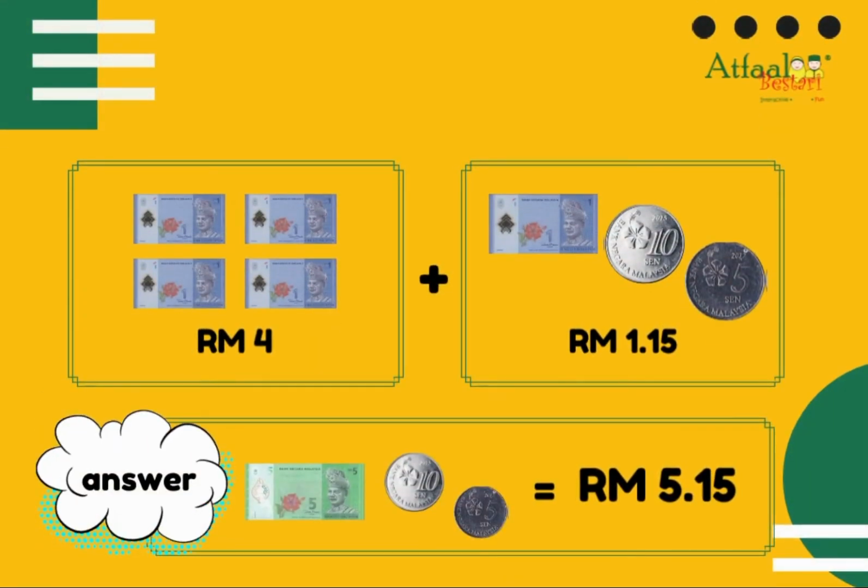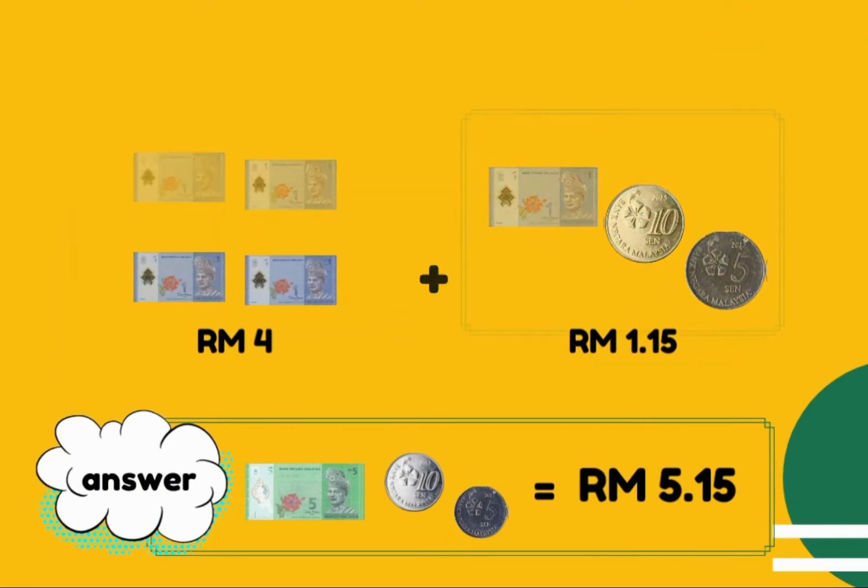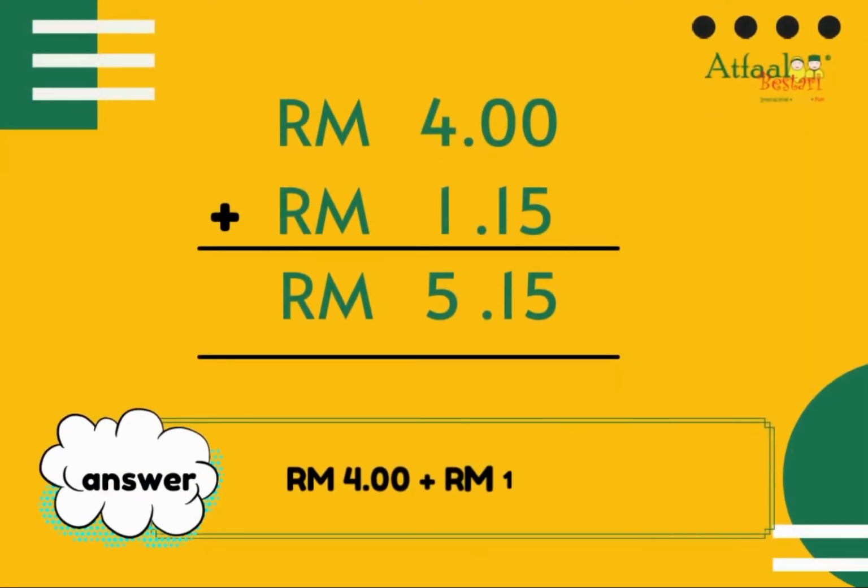Now, the last example, 4 ringgit plus 1 ringgit and 15 cent equal 5 ringgit and 15 cent. By using vertical method, write down 4 ringgit plus 1 ringgit and 15 cent. Then count the last number on your right side first. 0 plus 5 equal 5. Then 0 plus 1 equal 1. On ringgit side, 4 plus 1 equal 5. So the answer is 5 ringgit and 15 cent.